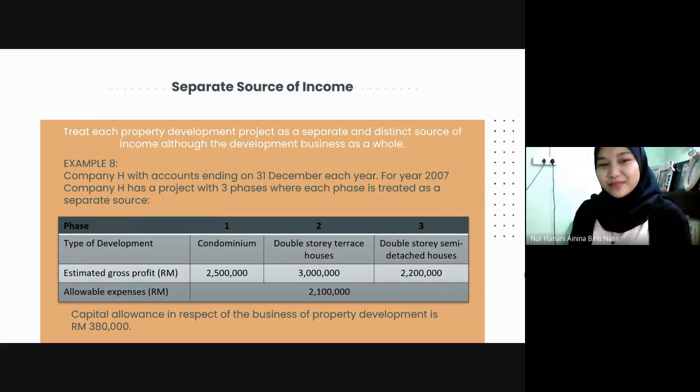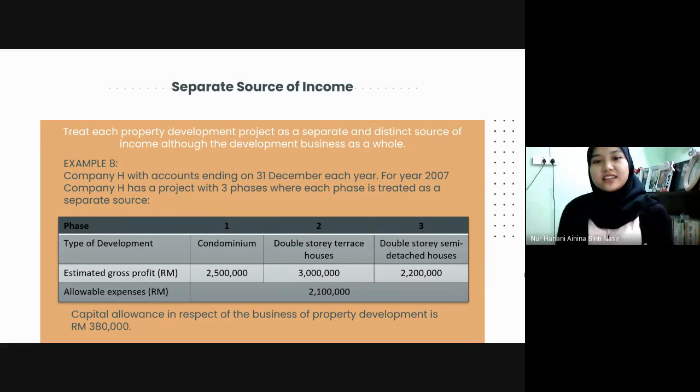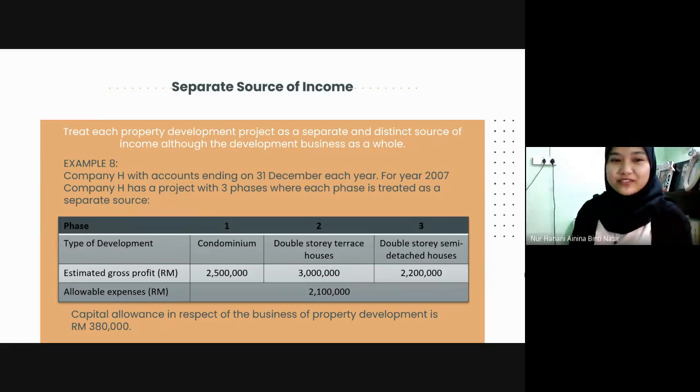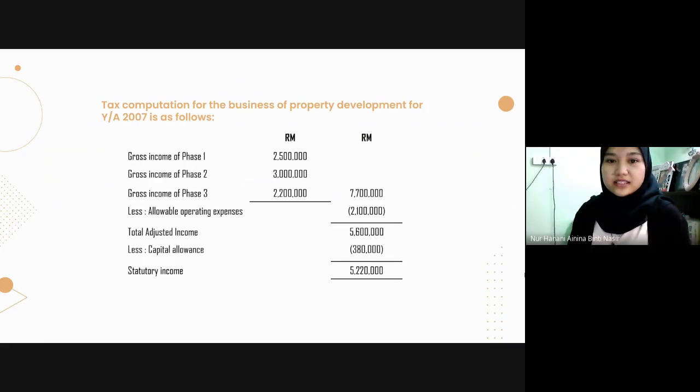So let's look at example 8. Company H with the accounts ending on 31st December each year, for year 2007, Company H has a project with 3 phases, which is phase 1 condominium, phase 2 double-story terrace houses, and phase 3 double-story semi-detached houses. And the other information given are estimated gross profit, allowable expenses, and capital allowance is 318,000. So the answer will be like this, where the gross income for each phase, they separate it.